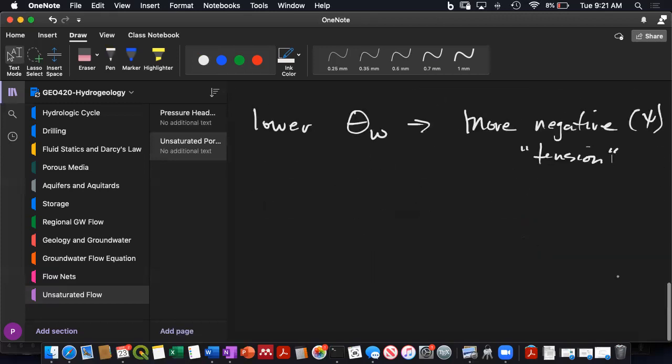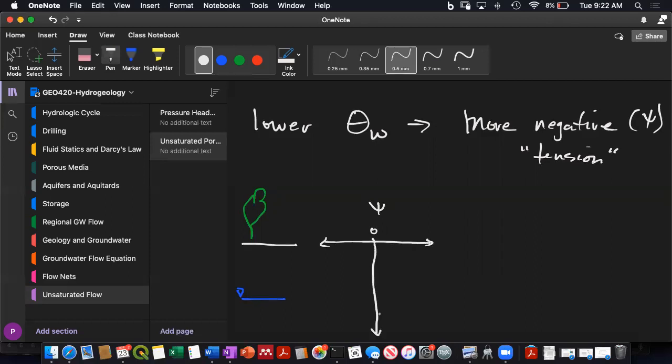All right, so we'll take a quick break here in a sec, but let me, I got a tree here. Here's my water table. I've got to do this small. So here's the water table. All right. So this graph here is my pressure head. Here's 0 going down past the water table. So this is negative, this is positive.